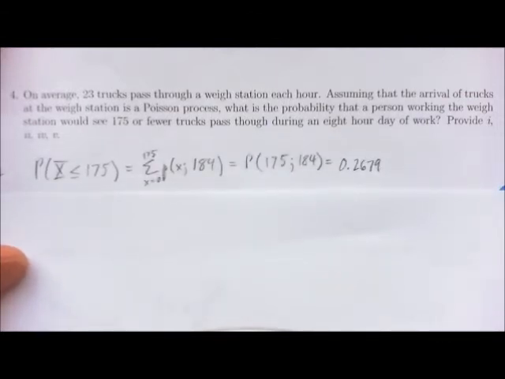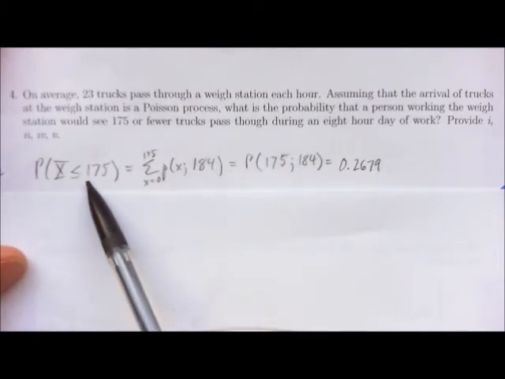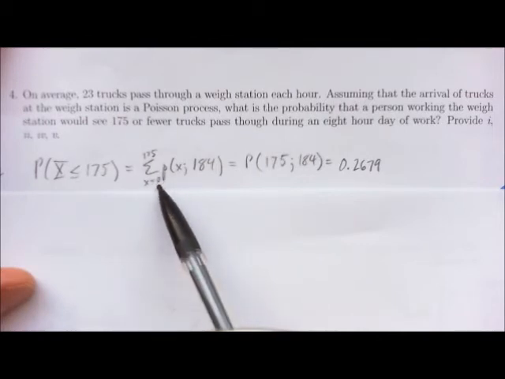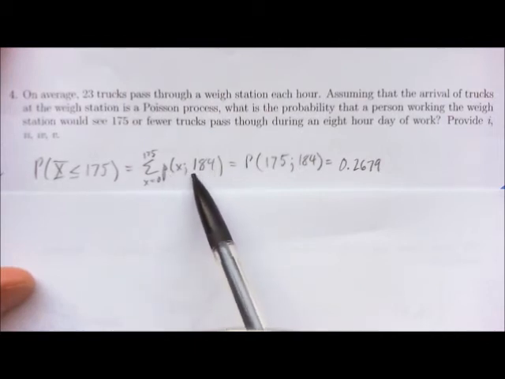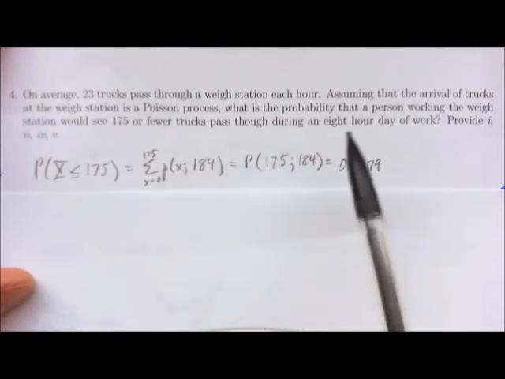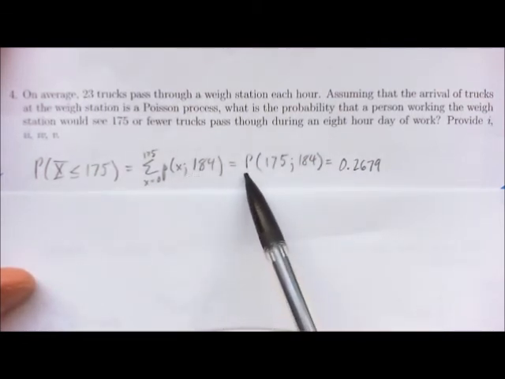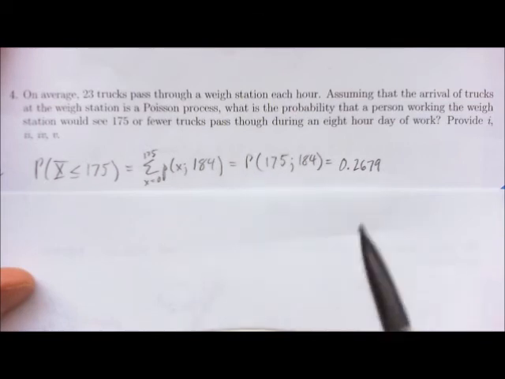conditions. So we're looking for the probability that our random variable, the number of trucks, is less than or equal to 175. That would be the sum from 0 to 175. We could have no trucks at all, of the PDF. And lambda T again is 184. That's from 8 hours a day times 23 trucks. And this is equivalent to the cumulative distribution evaluated at 175, which gives us the value of 0.2679. And that concludes assignment 11.